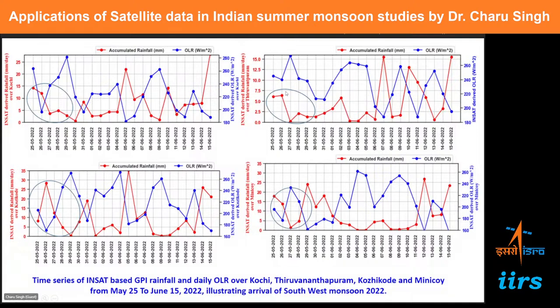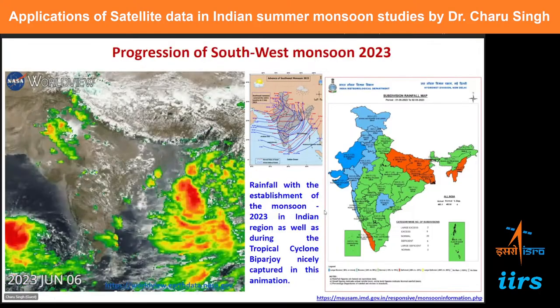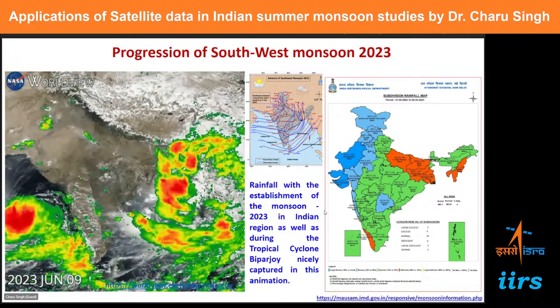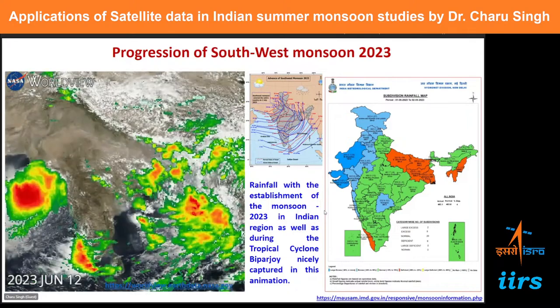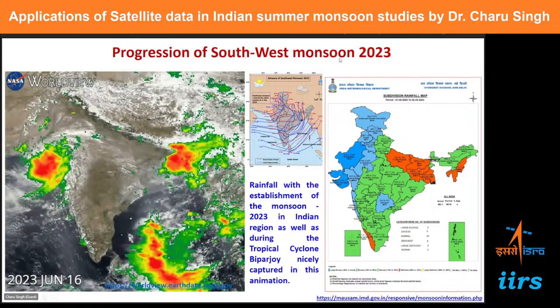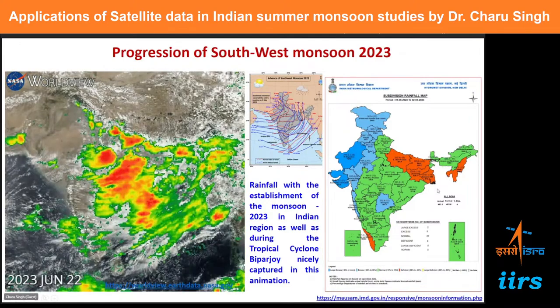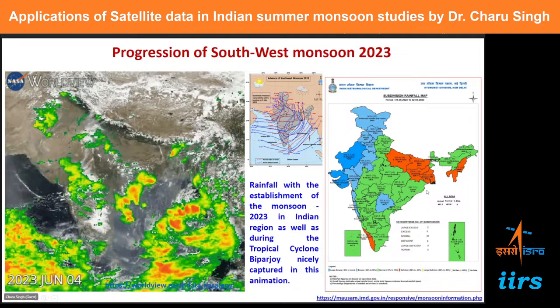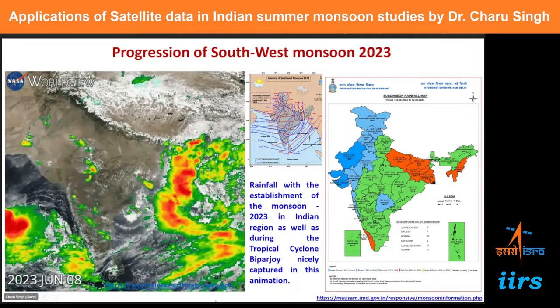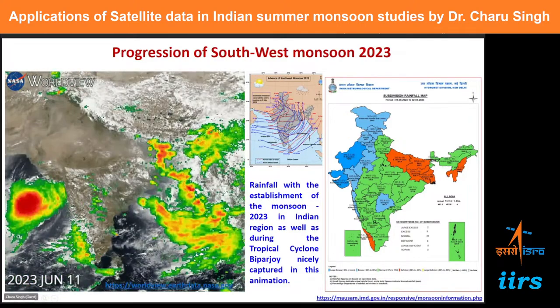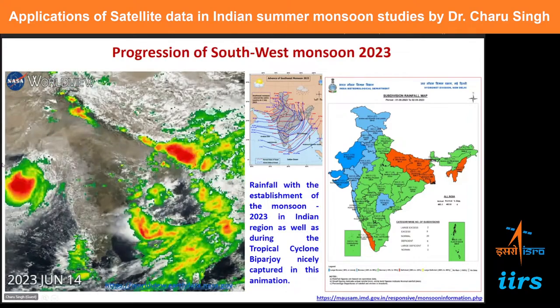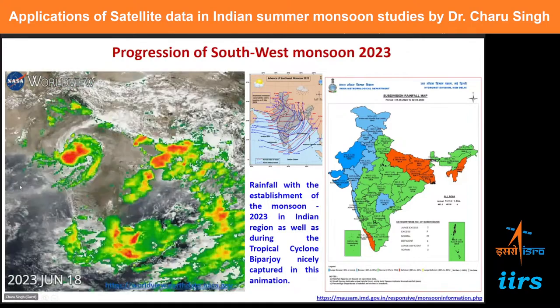Here you can see that a good amount of rainfall was received over these stations in the last week of May. So INSAT data has shown the potential for monsoon progression monitoring. Likewise, this is the progression of the southwest monsoon season for 2023. During this year, the Indian region witnessed monsoon onset on June 8, which was also accompanied with the development of the tropical cyclone Biparjoy in the Arabian Sea.